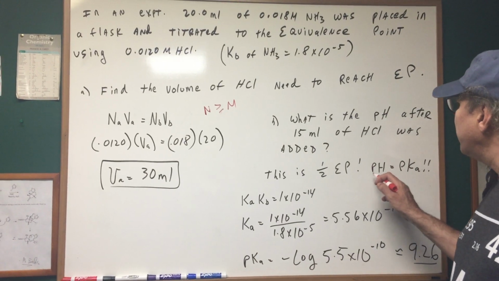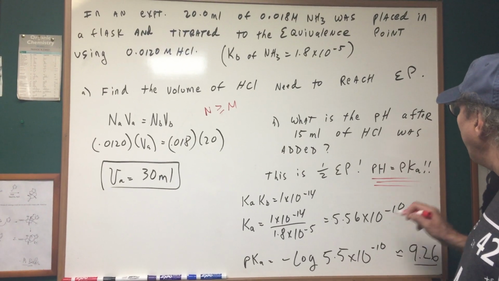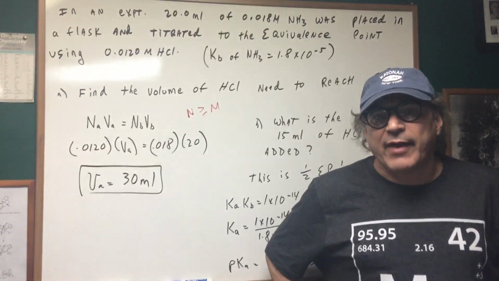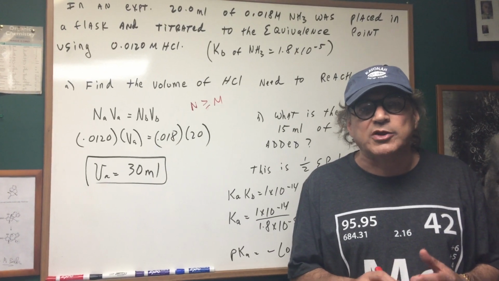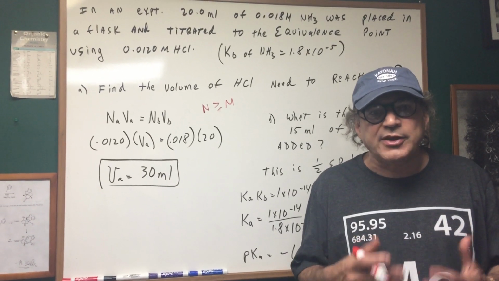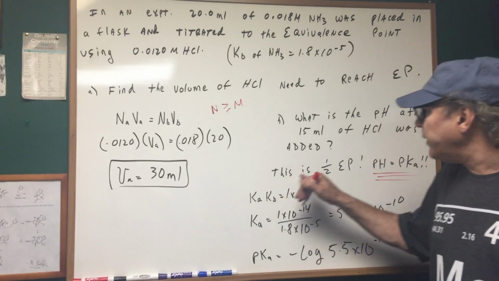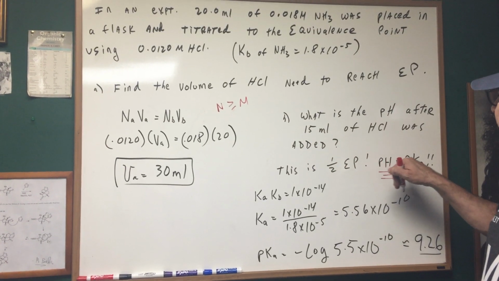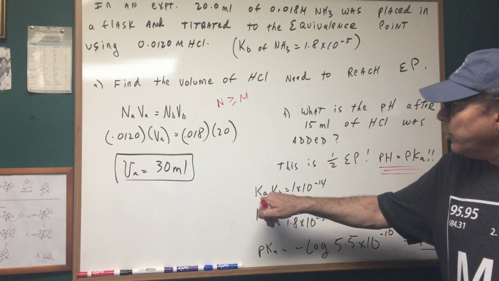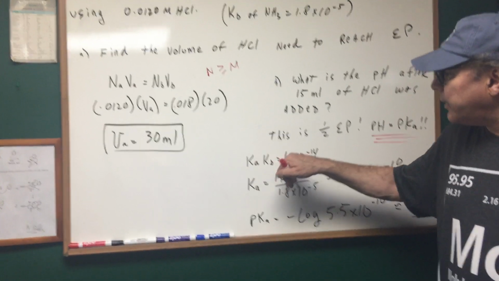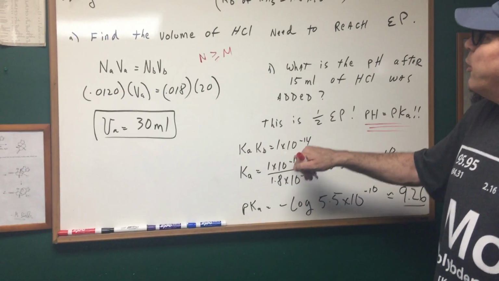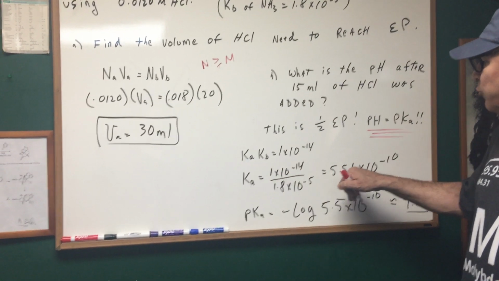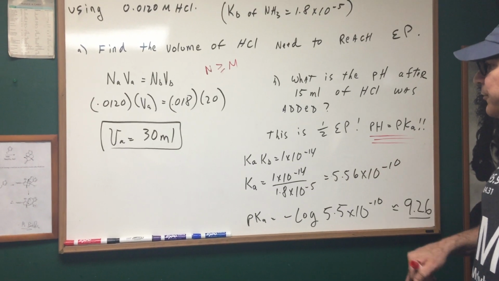Now, at the half equivalence point, something very special awaits. The pH is equal to the pKa of the acid. You've got to bang that into your head: when you're at the half equivalence point, only half of the species has been neutralized. So that would put me at the 15 mLs. So all we've got to do to get the pH is get the pKa of the acid. Now, you know the Ka times the Kb is equal to 1 × 10^-14. We already know the Kb is 1.8 × 10^-5, so if you divide it out, you get 5.56 × 10^-10 as the Ka.